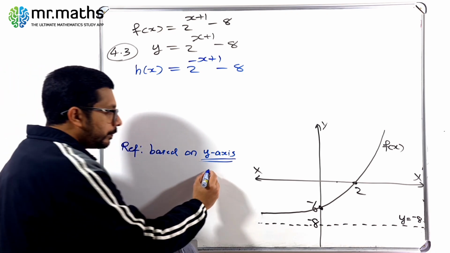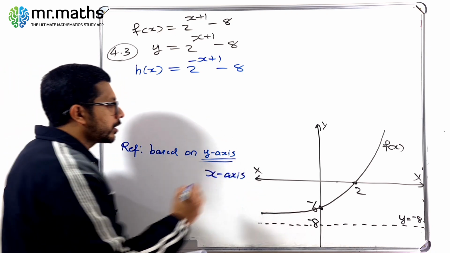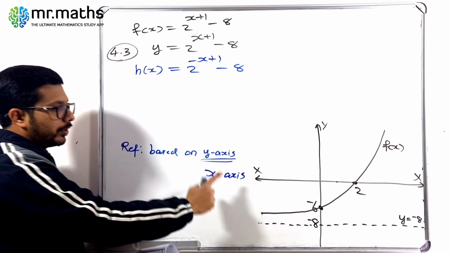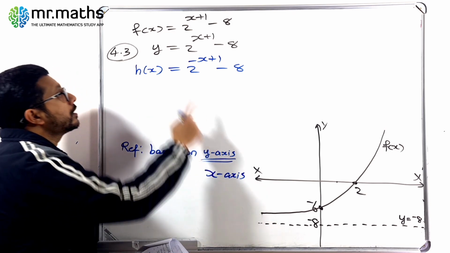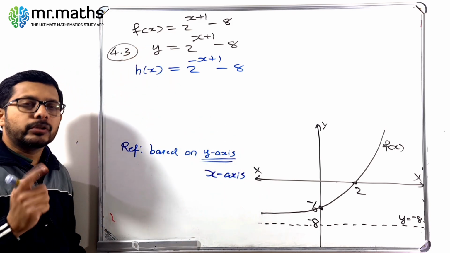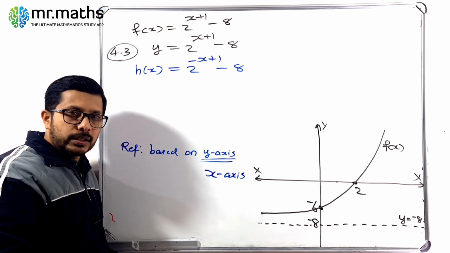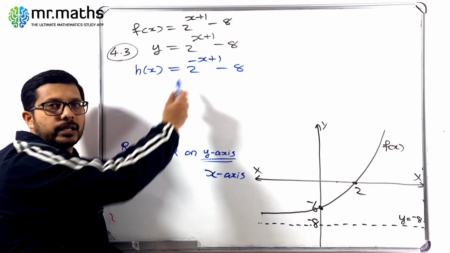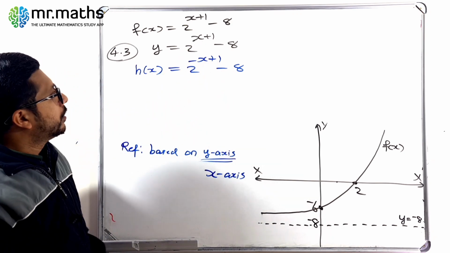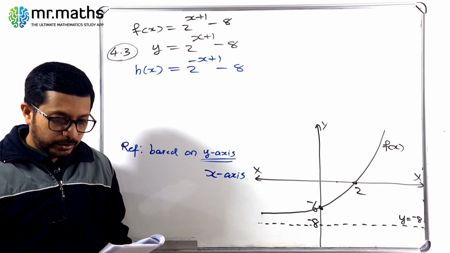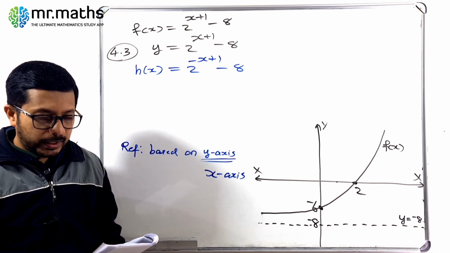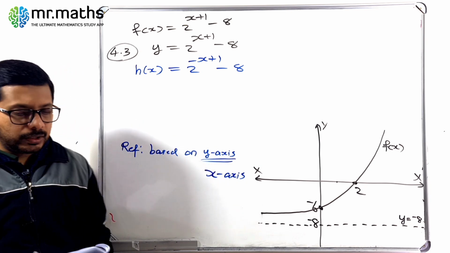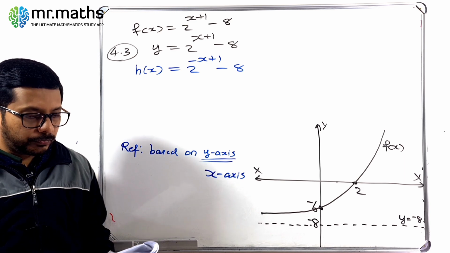Just the opposite: if the question is to find the reflection based on the x-axis, you change the sign of y. So you have to remember that. Reflection based on the x-axis, change the sign of y. Reflection based on the y-axis, change the sign of x. That's all. It's an easy question. So that is our new equation: y, or h of x, is equal to 2 raised to minus x plus 1 minus 8. So that is question number 4.3. It's a comparatively easy question, all three questions, 4.1, 4.2, 4.3.